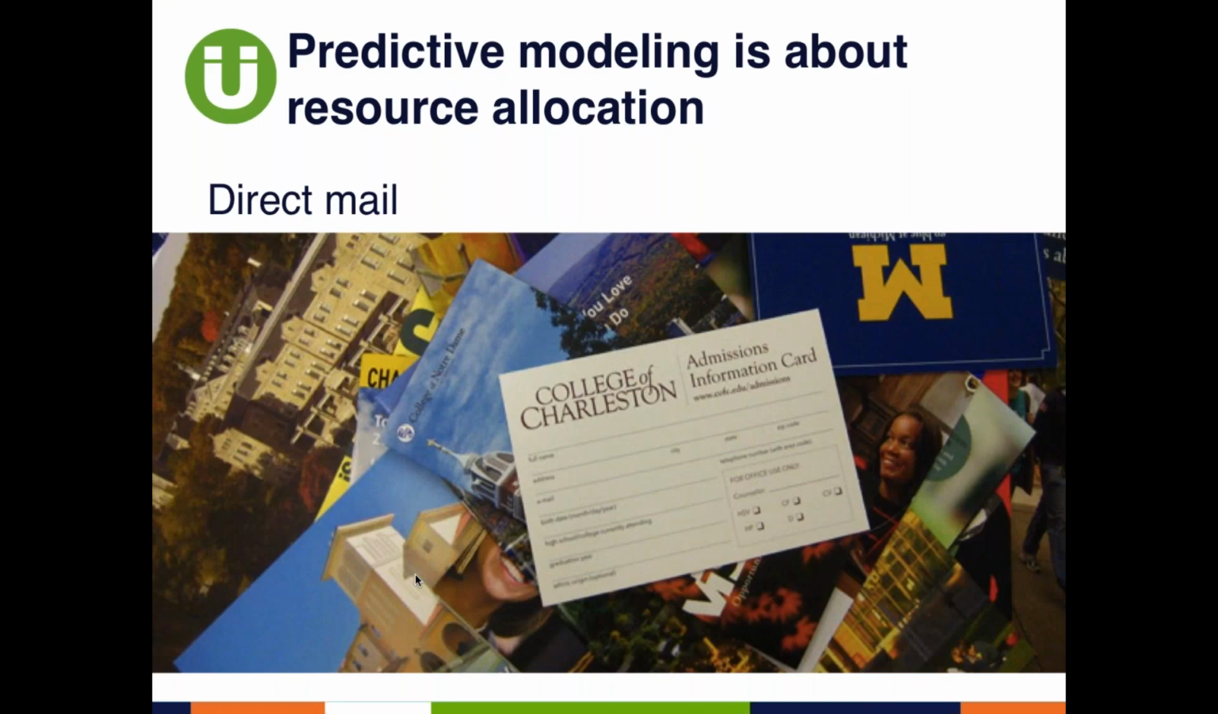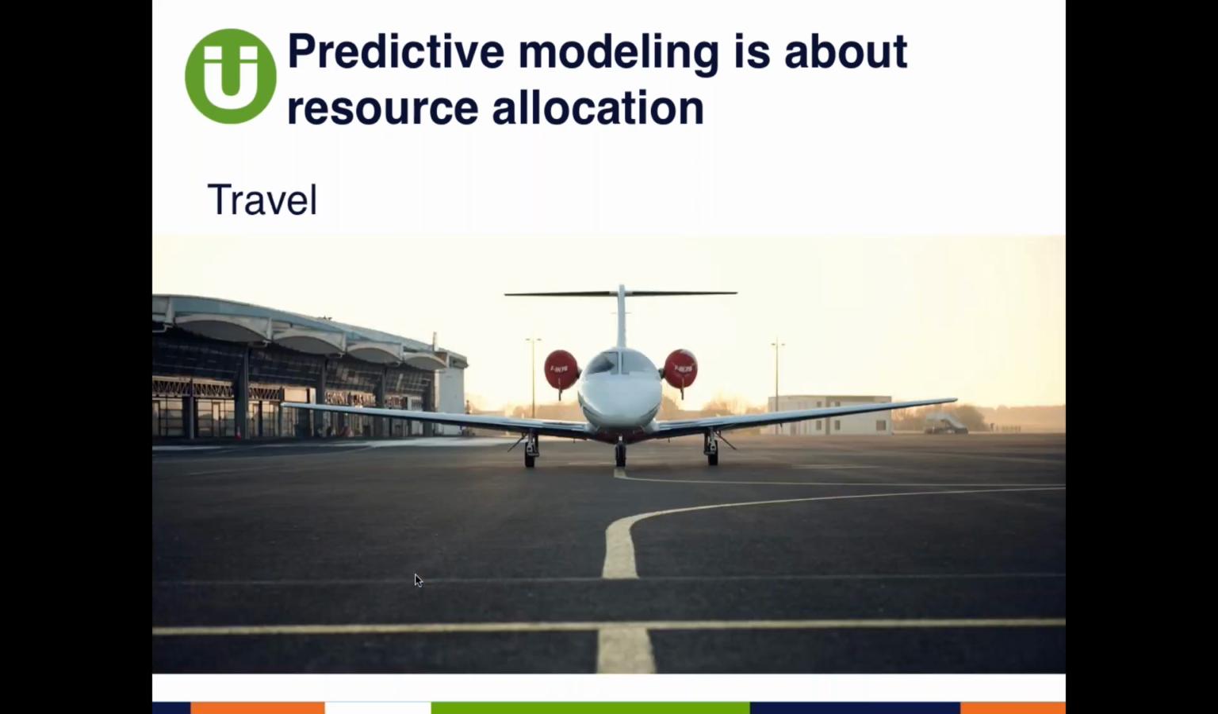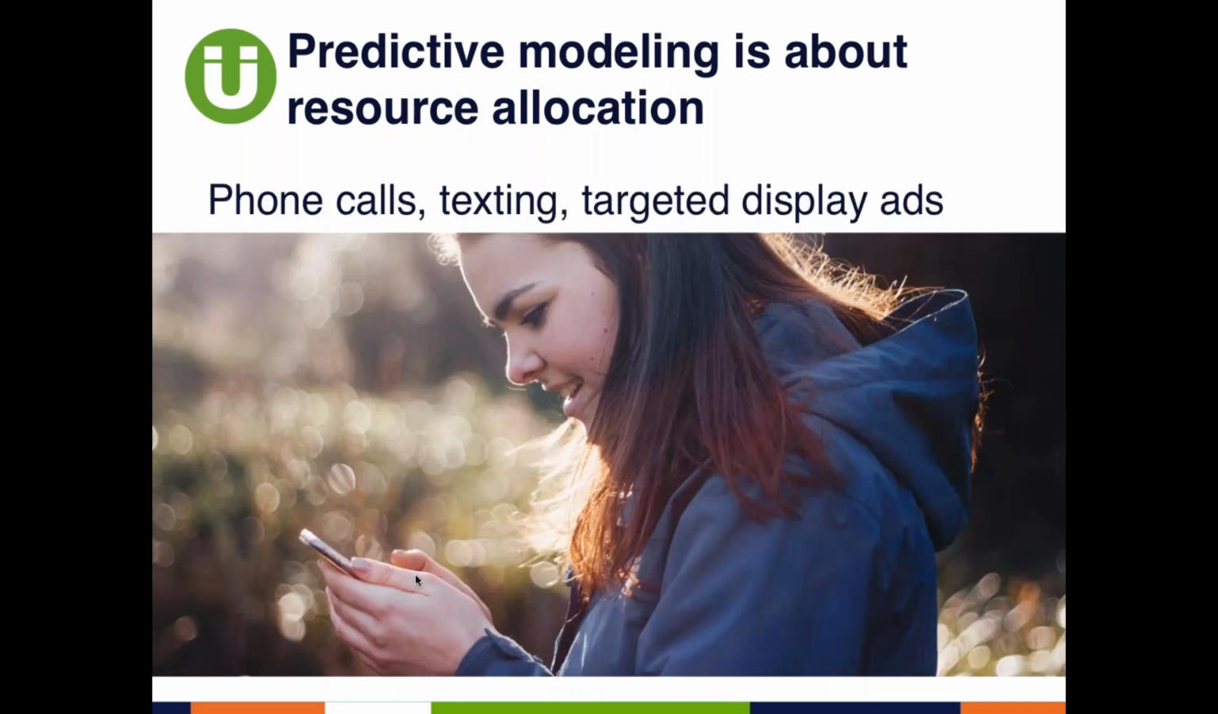Well, the biggest thing that a predictive model can do for you is allocate your resources. So, in my mind, the biggest one of those resources that a model can help with is direct mail. Also, travel. Where are you sending your admissions officers? Who are they talking to when they get there? Which students are you sending phone calls or texts, targeted display ads? You have a limited budget, and which students are going to respond to these forms of communication?